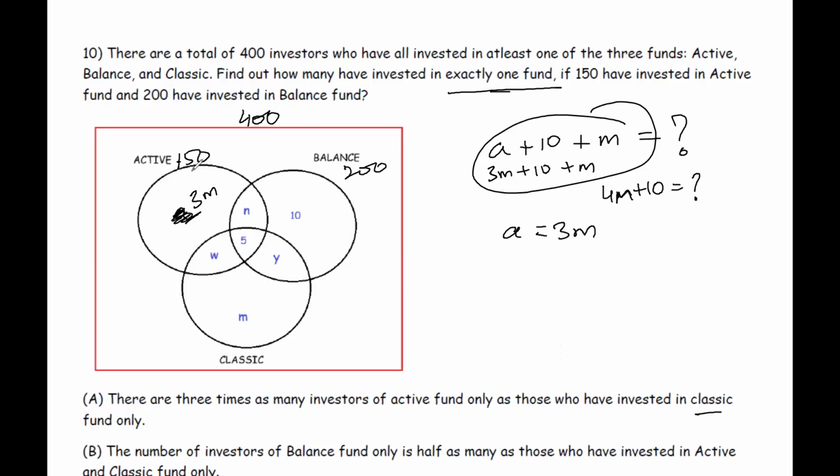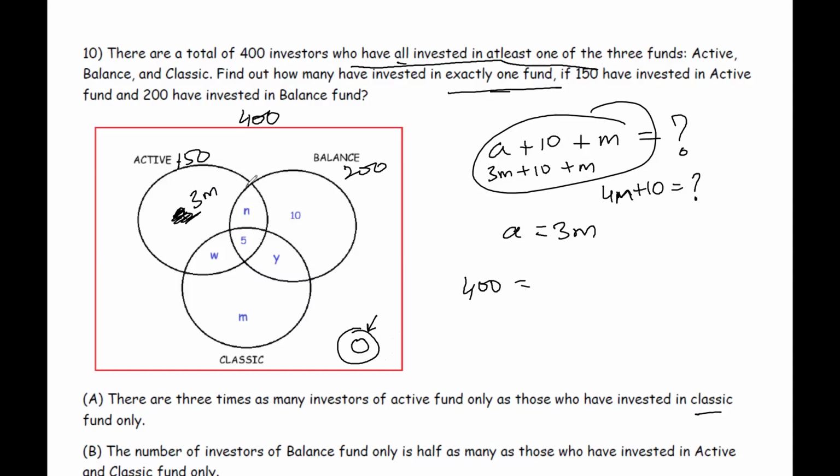Now, if this whole thing is 150 and this is 10 plus Y plus M, all right. So we know the 400, when they use the word all have invested in at least one of the three funds, that means outside there is 0. So every investor has invested in active, balance, or classic. So there is no investor who's not invested in any of these.